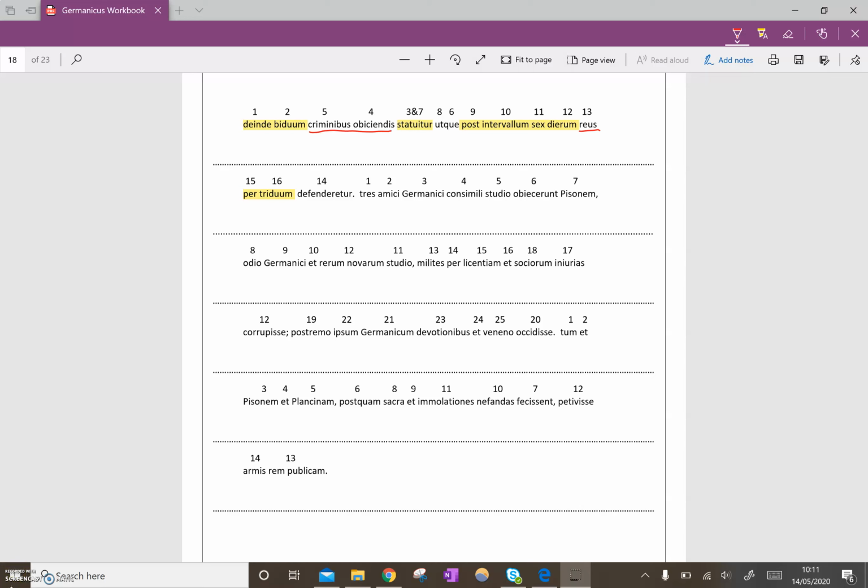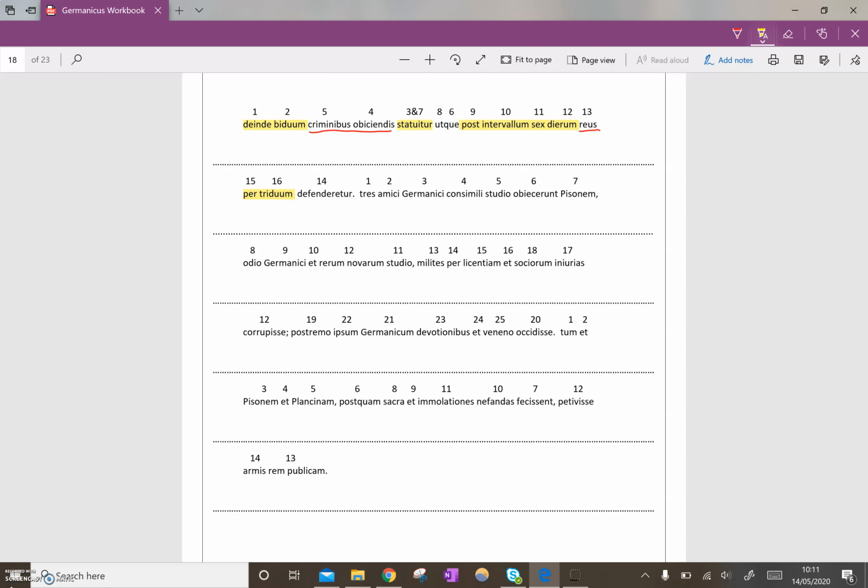So just thinking about that, you've got 2 days for the charges against Piso, but then he's actually been given 3 days to explain his defence. So he's actually got an extra day there on the people accusing him. So perhaps a little bit of bias towards Piso, and that's perhaps what Tacitus is trying to tell us here. Isn't it unfair that Piso gets an extra day?